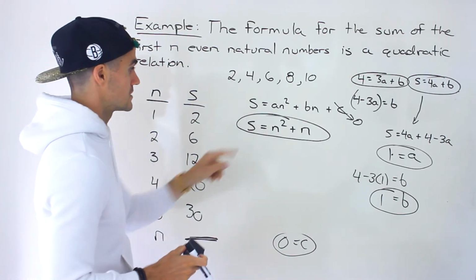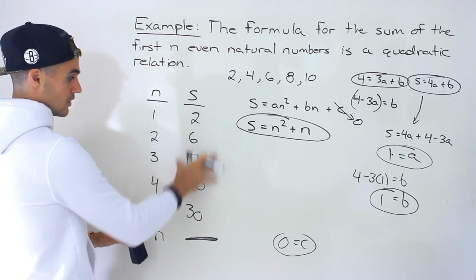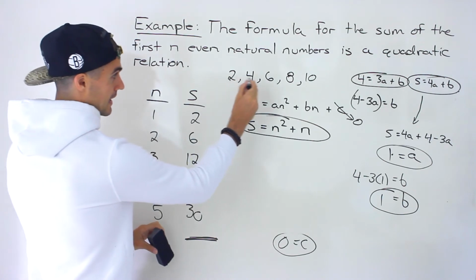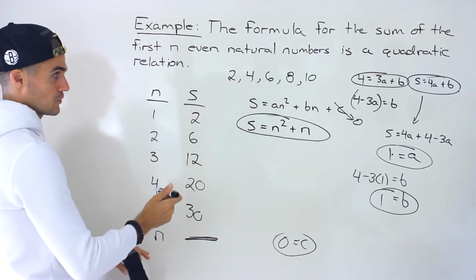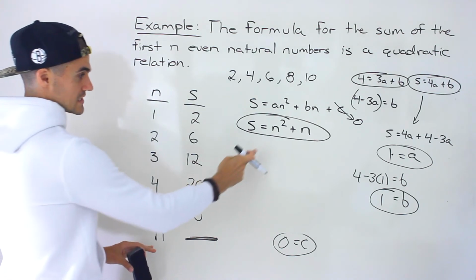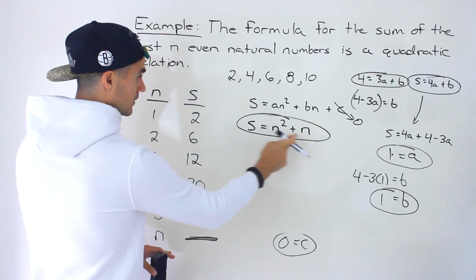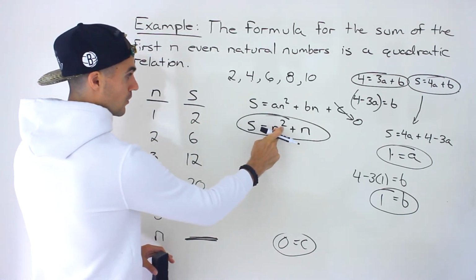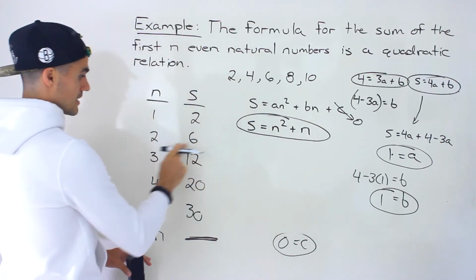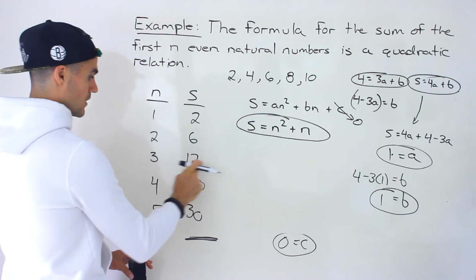And you could verify this. You could take this and test it with these values that we got, just manually listing out the even natural numbers and then finding the sum of them as we went along down the table. You could test this with these. So if I plug in 1 for n, 1 squared plus 1 gives us 2. What if I plug in 2 for n? 2 to the power 2 is 4, plus 2 gives us 6. What if I plug in 3? 3 to the power 2 plus 3 gives us 12.